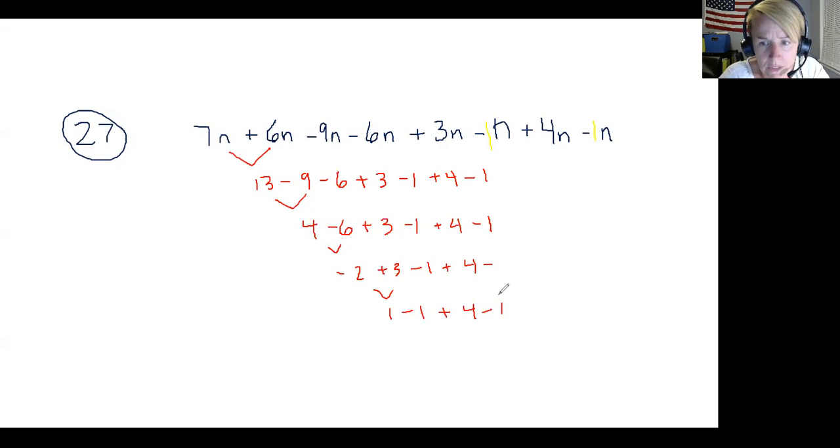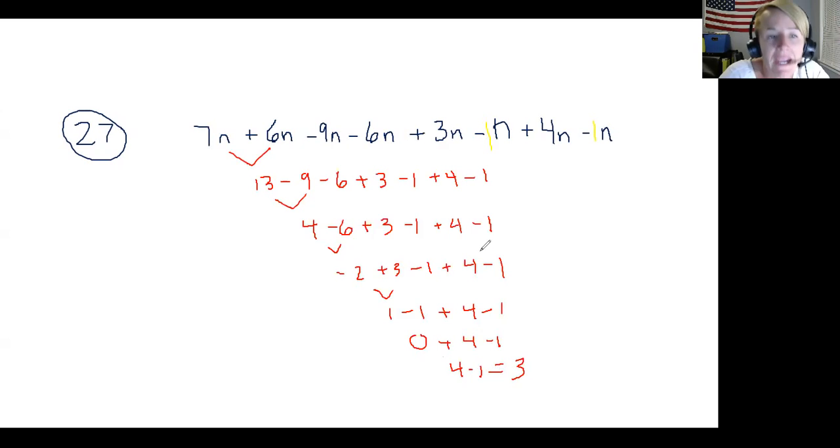Oh, minus 1. Yikes, I forgot it up here. Neatness is key, people, even for me. 1 minus 1 is 0 plus 4 minus 1. So this is a 4 minus 1. And hopefully my final answer, yes, is a 3.